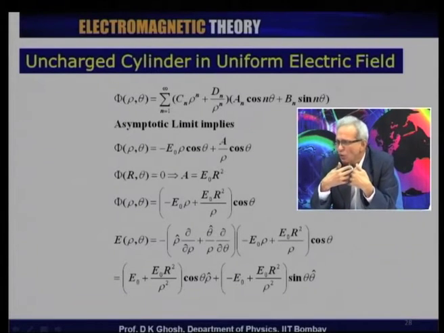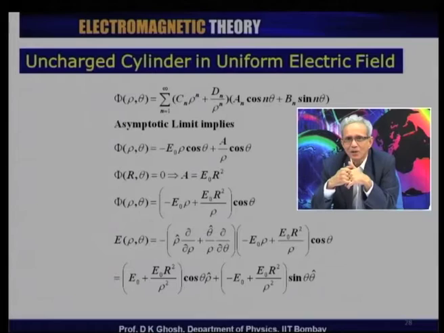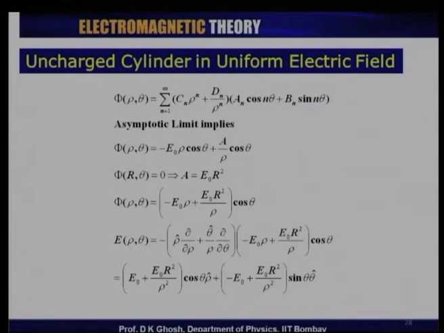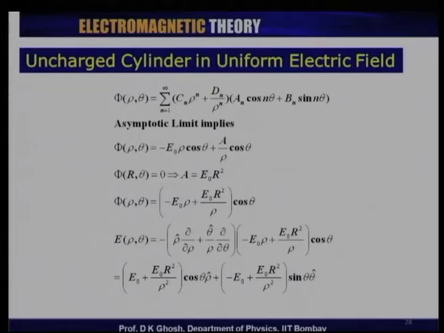Now I need to determine the constant A, which is the only unknown quantity there. This is done by realizing that the potential on the surface of the cylinder is equal to 0. So if I take rho equal to capital R, then phi(R, theta) is equal to 0, which tells me that A is equal to E0 R squared. So phi of rho, theta is equal to minus E0 rho plus this constant E0 R squared by rho, times cos theta.